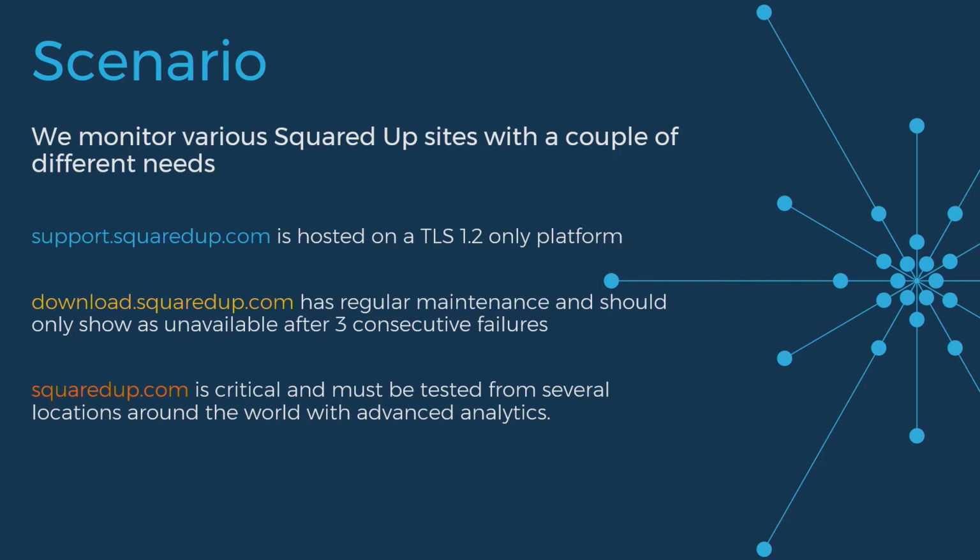And for squaredup.com, which is obviously our primary company website, it's critical. So we monitor this externally, as well as using our EA model. We also use Pingdom to monitor this as a sort of third-party source from all around the world.